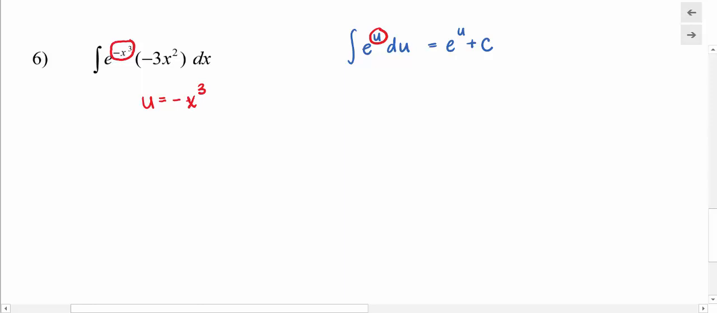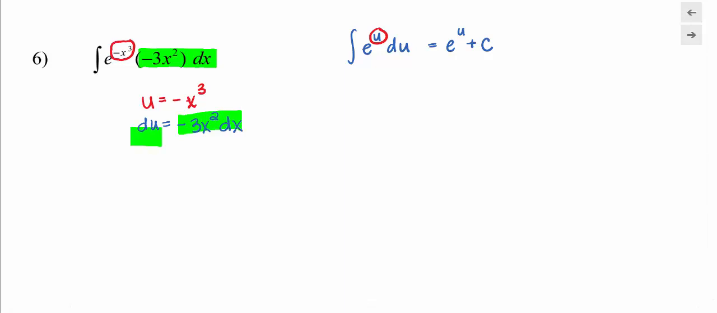So negative x cubed is u. And then we've got to find du. So du is negative 3x squared dx. Again, you can go all the way and solve for dx, or you can pause and take a step back and say, ooh, look at this. In my problem, I have negative 3x squared dx, and that's exactly what du is.